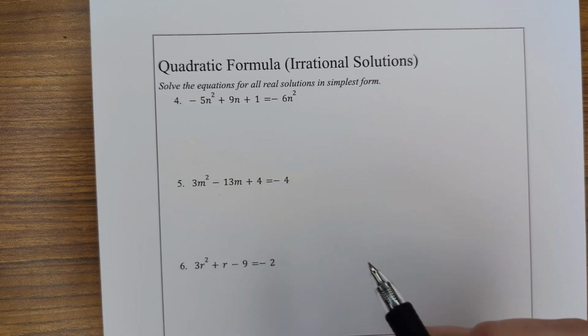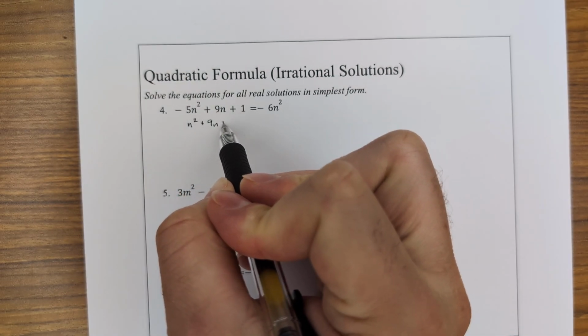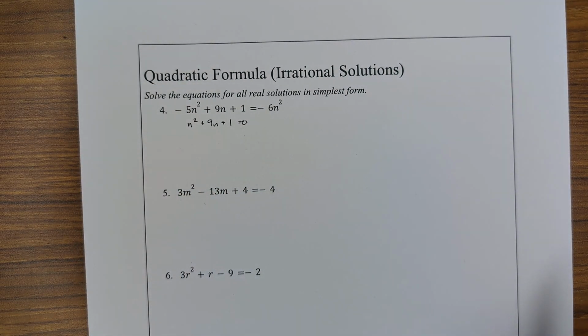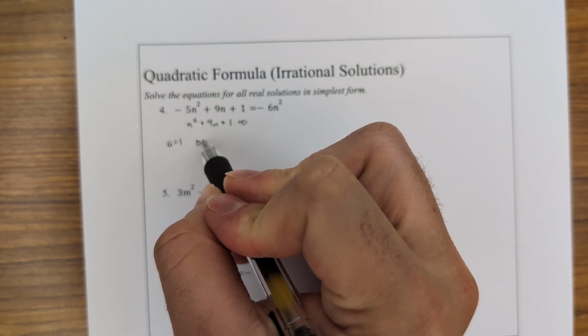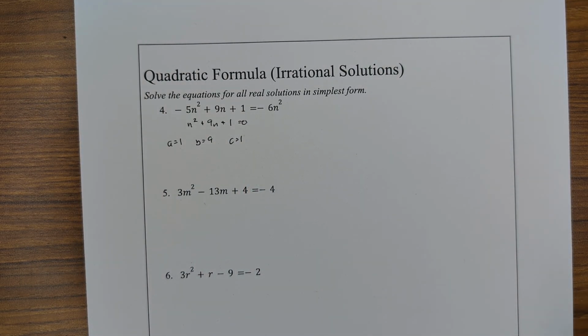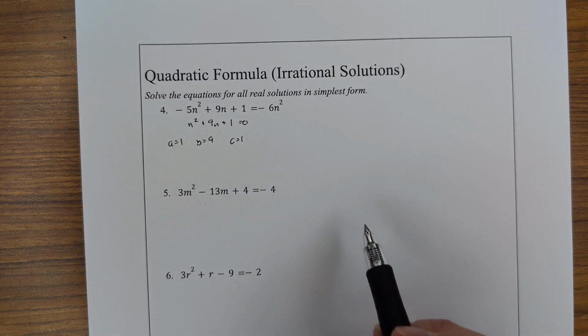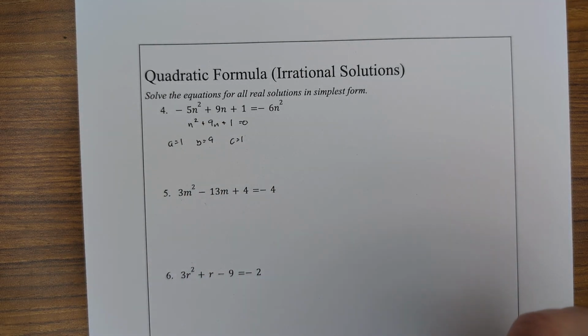So for this one, 6n comes across, which gives us n squared plus 9n plus 1 equals 0. The other thing about rational ones is that if your equation is rational, it means it is technically factorable if you wanted to try to factor it. Irrational solutions, if you try to, you can't factor this. There are no numbers that multiply to 1 and add to 9. It can't be done.